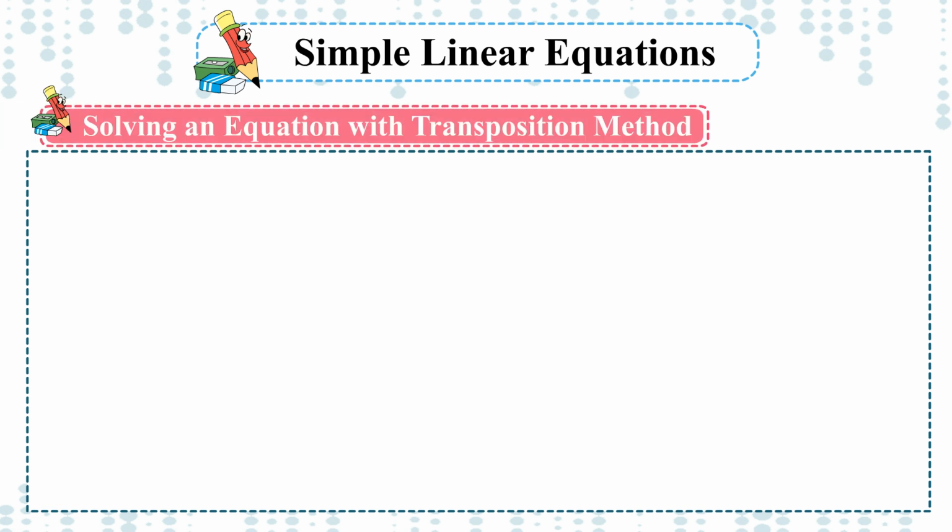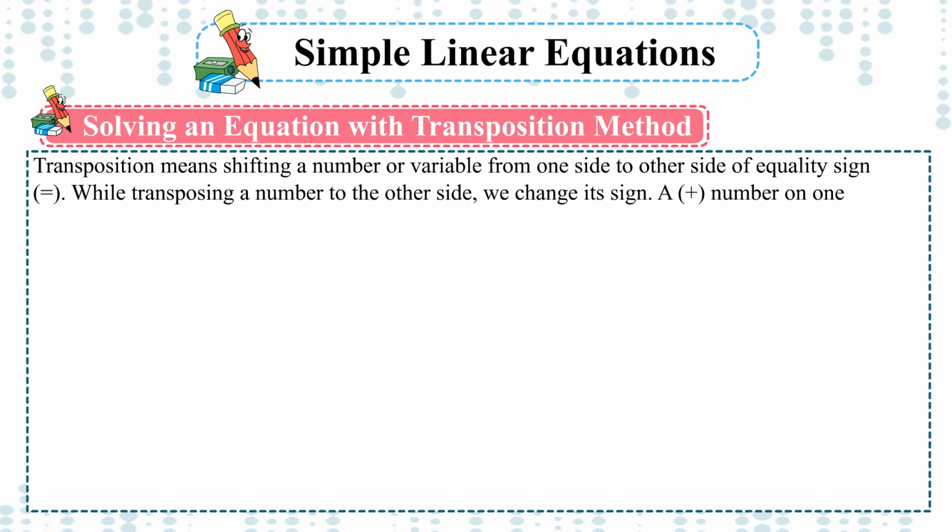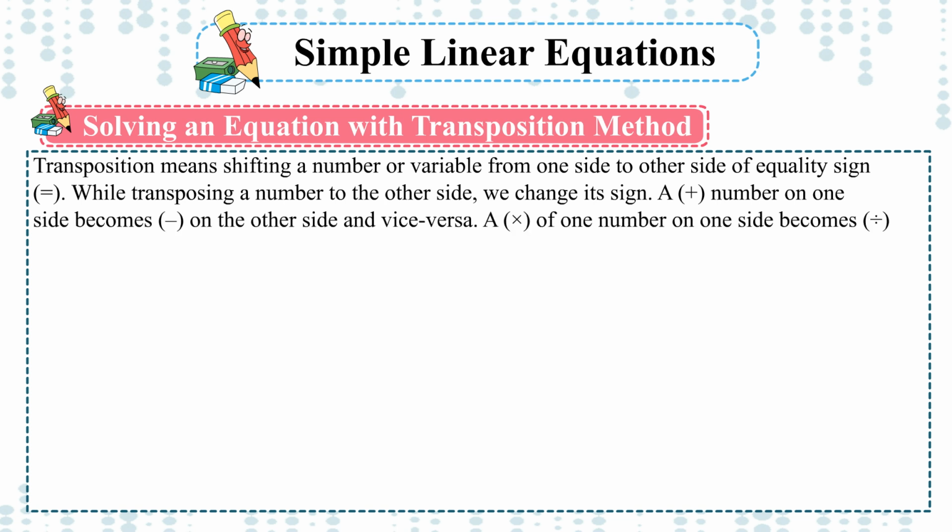Solving an equation with the transposition method. Transposition means shifting a number or variable from one side to the other side of the equality sign. While transposing a number to the other side, we change its sign. A plus number on one side becomes minus on the other side and vice versa. A multiplication of one number on one side becomes division on the other side and vice versa.